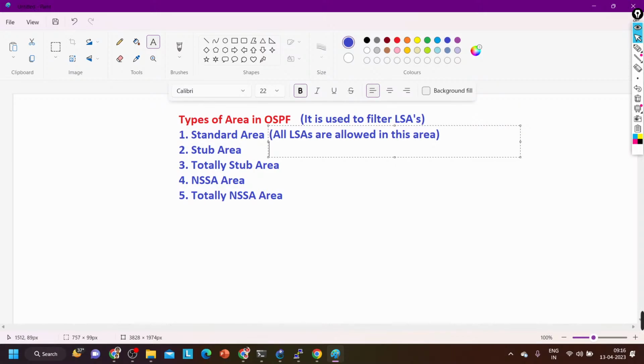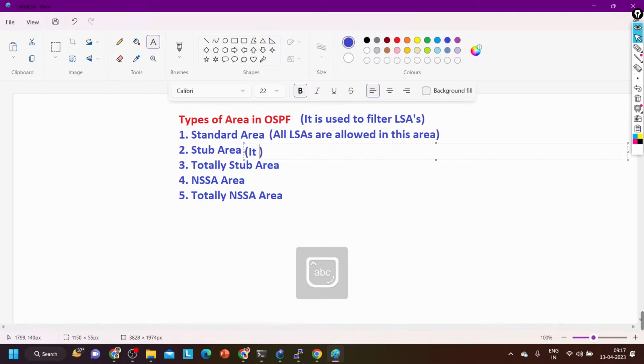Then stub area. So what is the use of stub area? Anyone have knowledge? Stub area is used to filter which LSA, guys? LSA 4 and LSA 5.